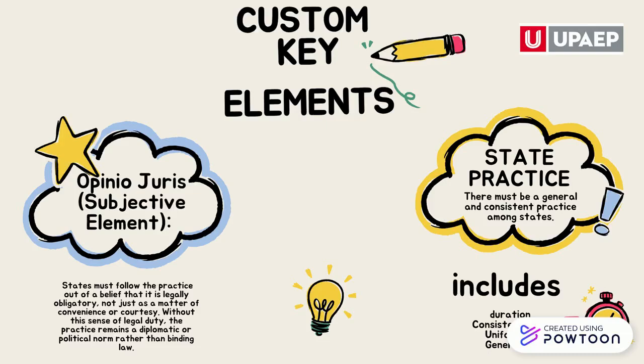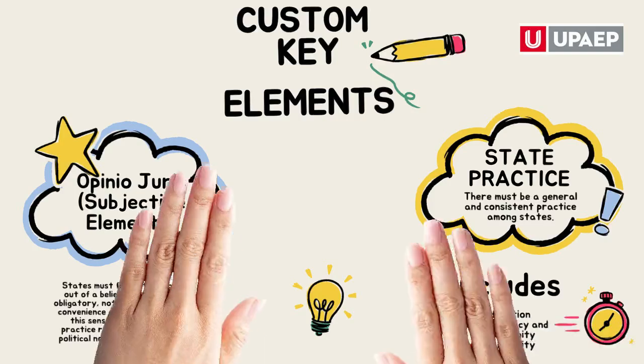First, state practice, the objective element. There must be a general and consistent practice among the states. This includes duration, consistency, and uniformity, generality. Second, opinio juris, the subjective element. States must follow the practice out of a belief that it is legally obligatory, not just as a matter of convenience or courtesy. Without this sense of legal duty, the practice remains a diplomatic or political norm rather than binding law.